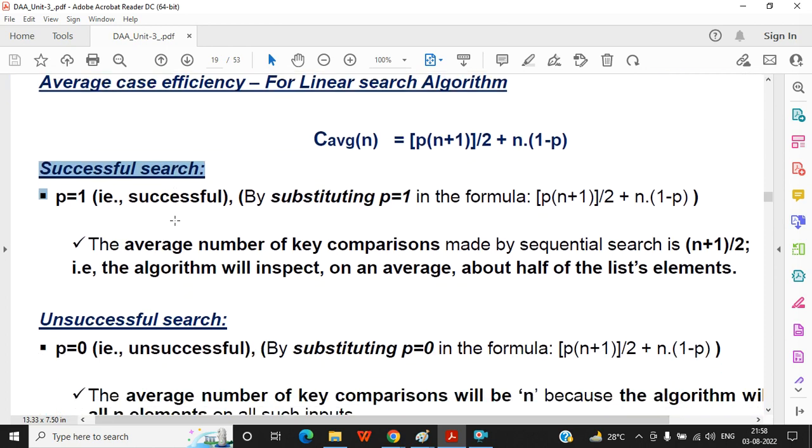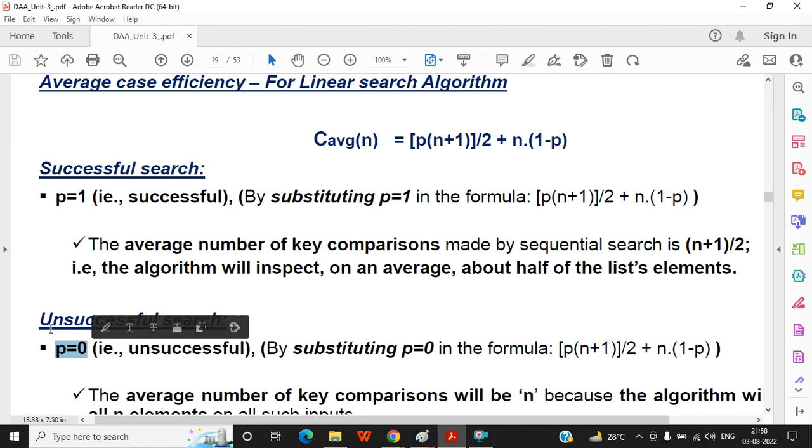See, when the search is unsuccessful, that time what will be the value of p? The value of p will be 0. Your voice is breaking a little. Is it okay now? Yes.